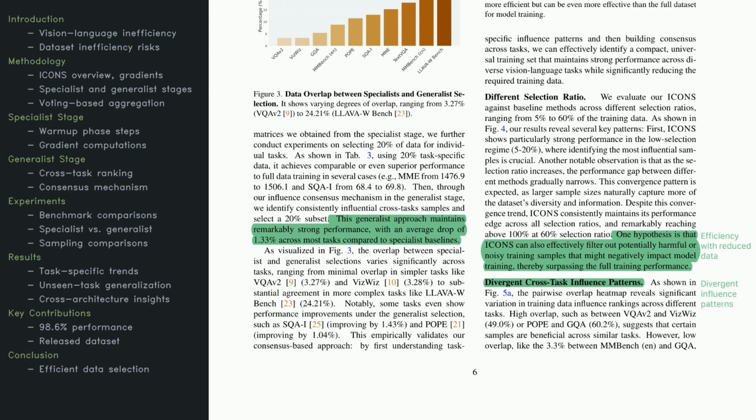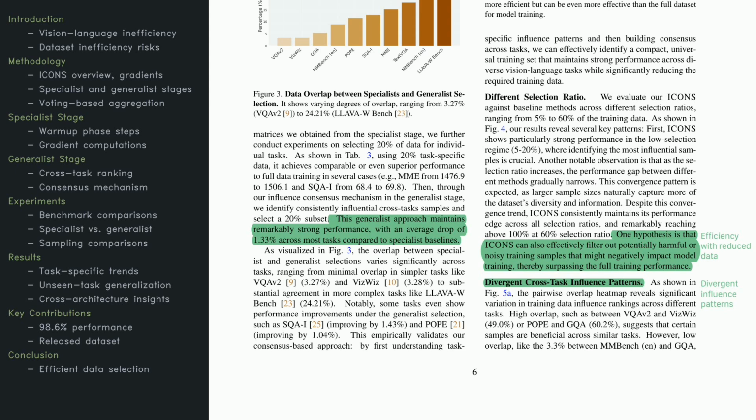Still on the specialist versus generalist theme, the takeaway is that Icons' generalist strategy outperforms simply focusing on single tasks. Using only 20% of task-specific data, Icons reaches near full dataset performance in tasks like SQAI and MME. There's an interesting overlap analysis too. Some tasks have a lot of shared data samples that are important, while simpler tasks have less overlap.